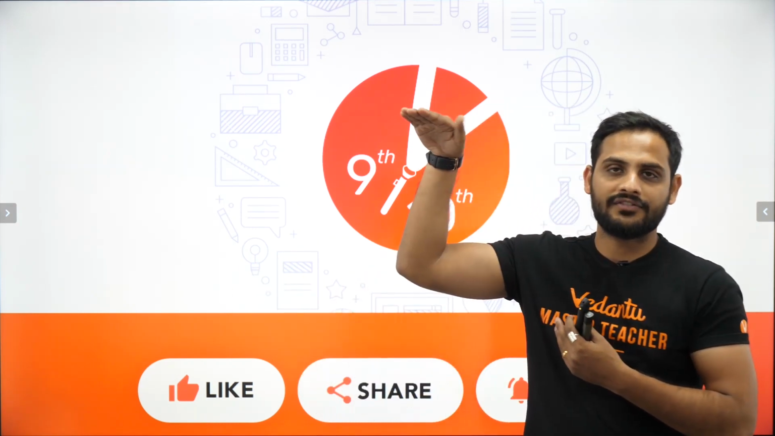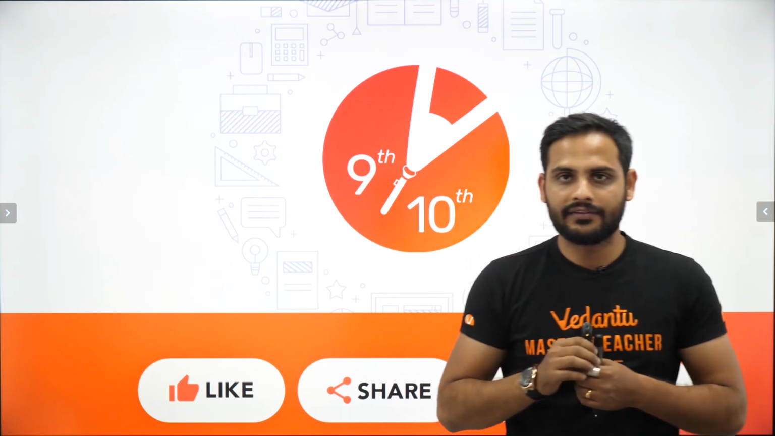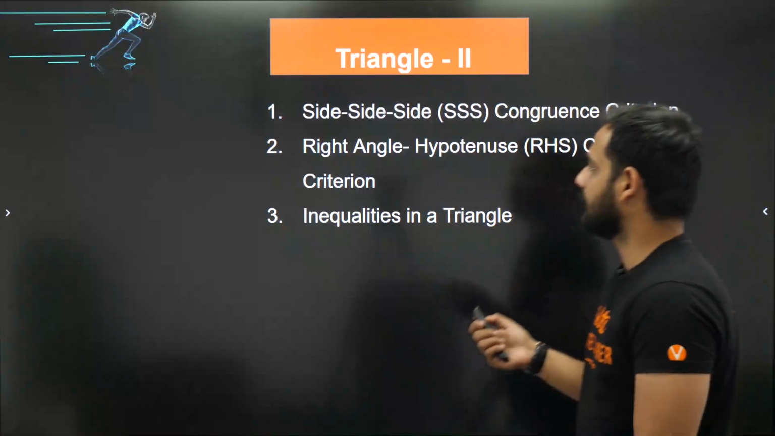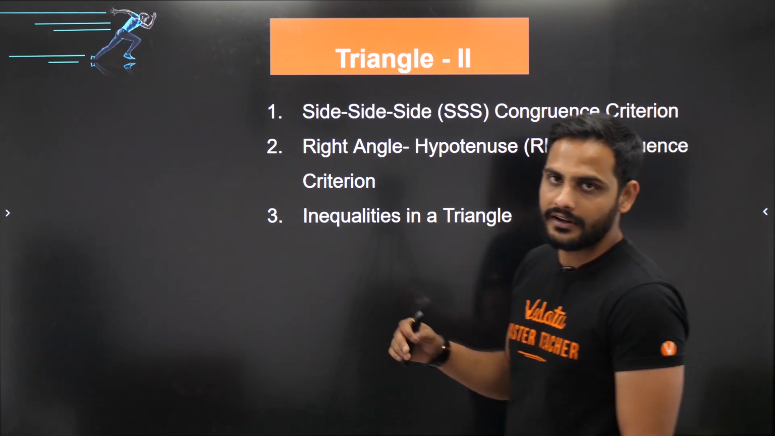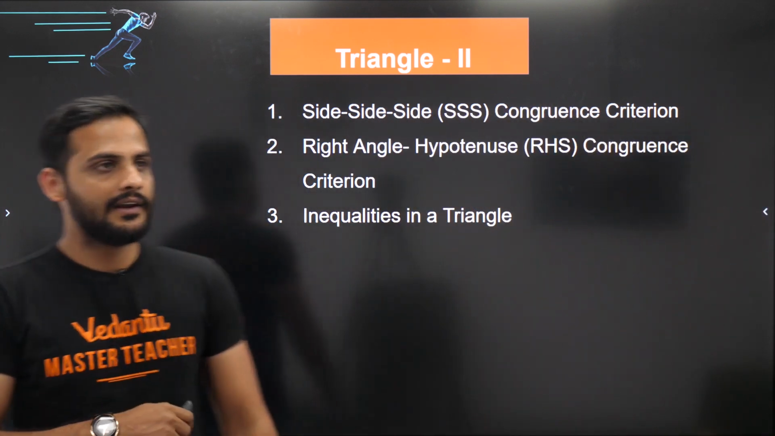So we have started from the first chapter and now we are in the topic triangles. Okay, so now bachcho, let us start the class. Today we'll be talking about the SSS, RHS and triangular inequalities portions. Okay, let's move to the first question.